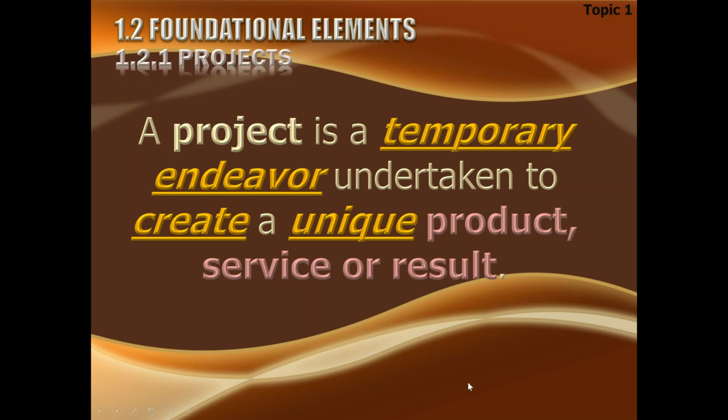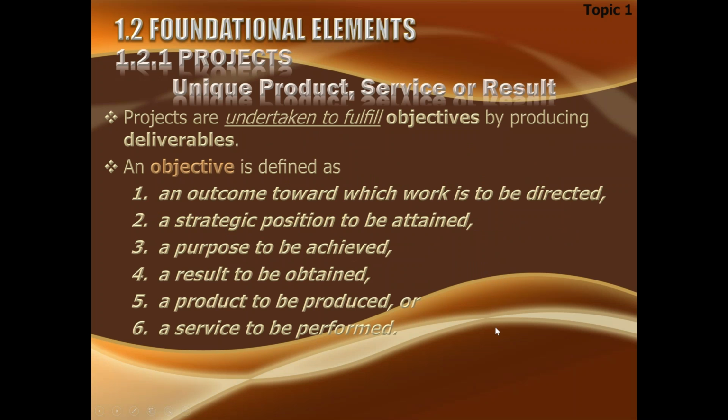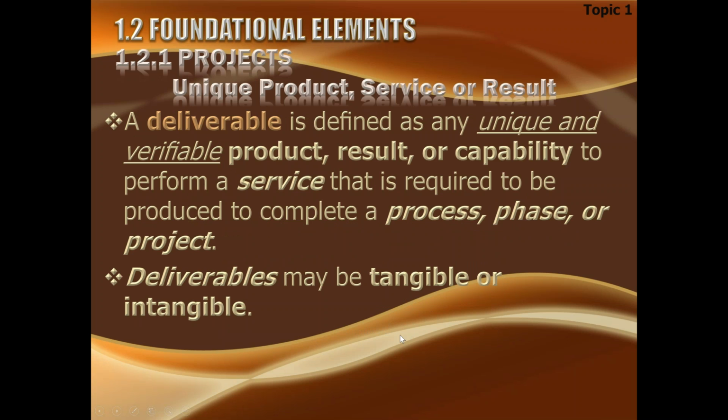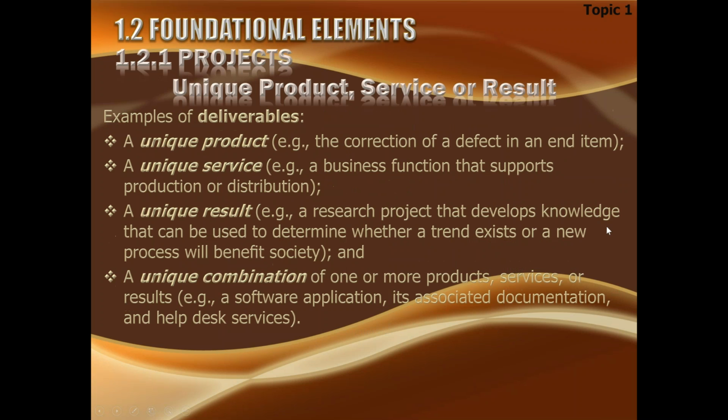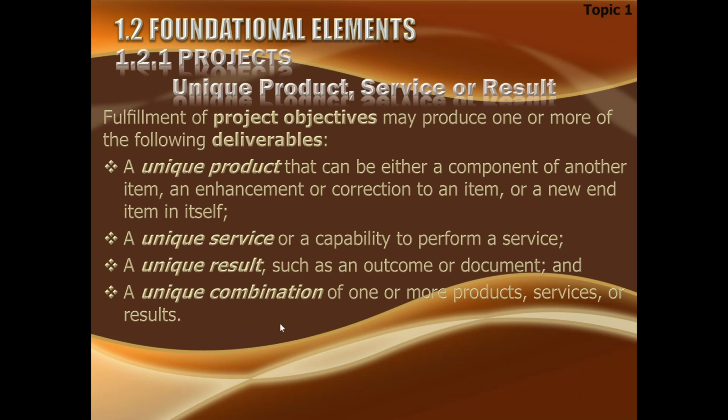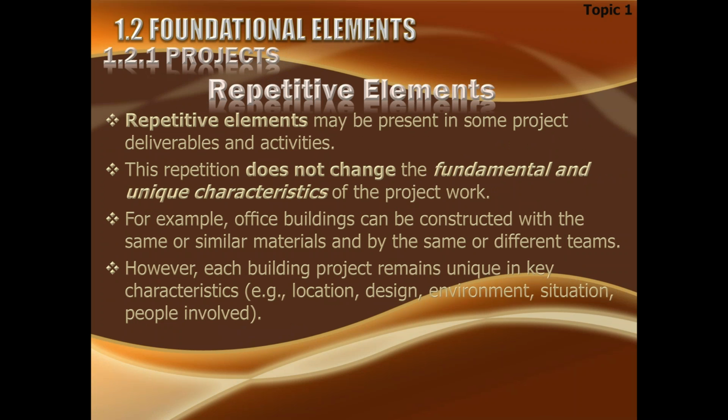Next thing, once we have understood what the project is, this is just a description of whatever I have already explained to you. It says the examples of unique product or service or result, or they could be a combination of all these things. You can read through it by yourself. It's not really important. Repetitive elements may be present in some project deliverables and activities. Can you give me an example of a repetitive item within a project?